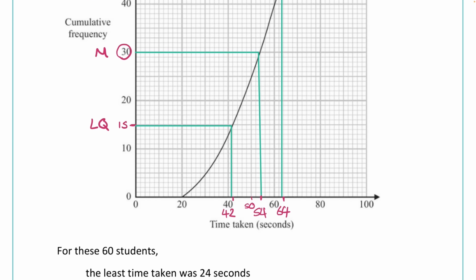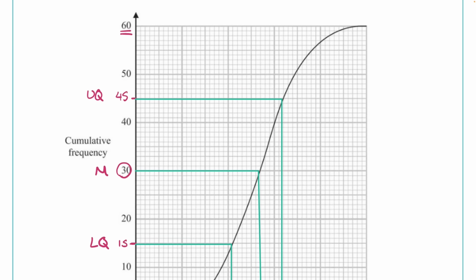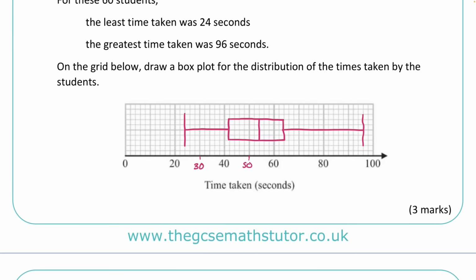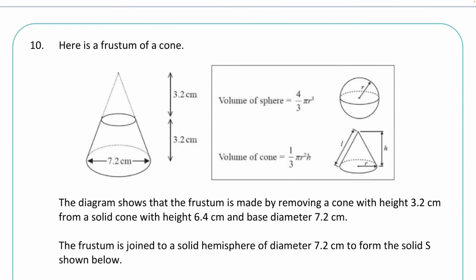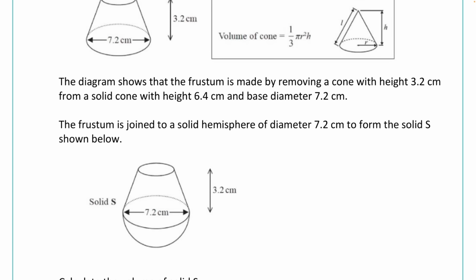So that was also finding the median, lower quartile and upper quartile from a cumulative frequency curve or a cumulative frequency graph, and then using that to draw a box plot, not forgetting those key numbers in there with the median and the lower and upper quartile. Okay, there we go. So our next question is looking at a frustum and looking at a sphere.